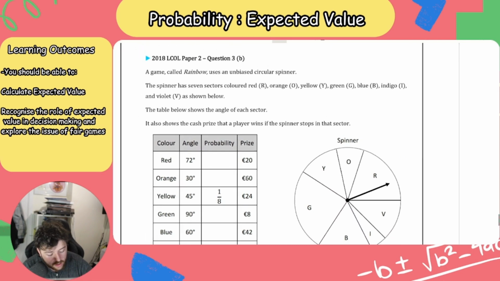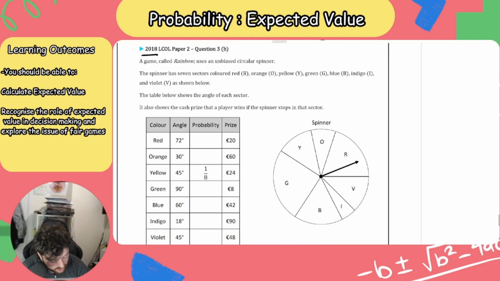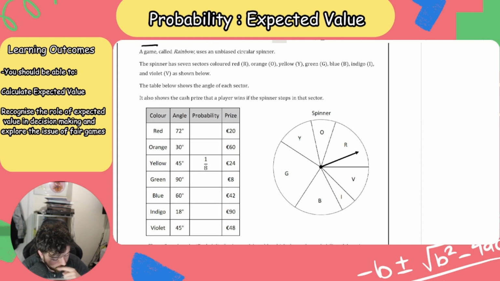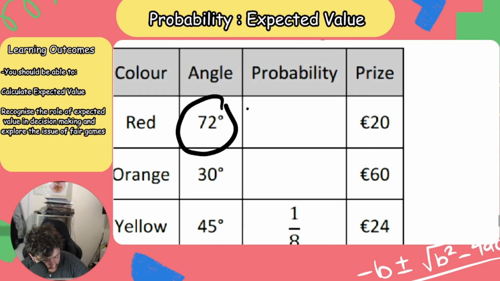Let's look at this one here. This is from a 2018 paper, so a game called Rainbow uses an unbiased circular spinner. The spinner has 7 sectors colored red, orange, yellow, green, blue, indigo, and violet. So the table below shows the angle of each sector. It shows the cash prize that a player will win if the spinner stops in that sector. So red, what's the probability it stops in the sector? So the angle is 72. When I'm dealing with a pie chart, the probability is always the angle over 360. So it's going to be 72 over 360.